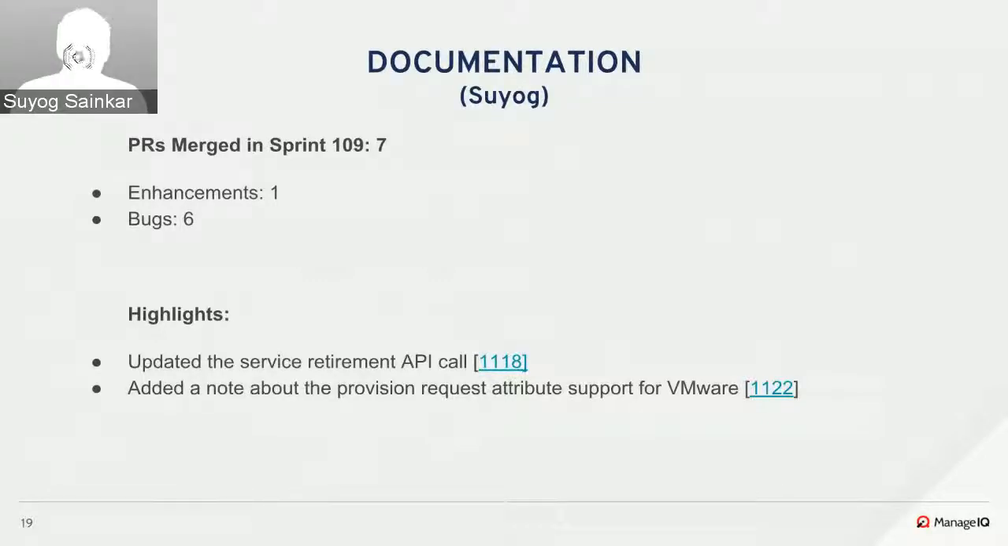We had 7 PRs merged in the sprint, of which 6 were bugs and 1 was enhancement. We've updated the action in the service retirement API call in the REST API guide, as well as made a note about it in the release notes as well. And we've added a note about the provision request attribute support for VMware in the methods available for automation guide, as well as in the REST API guide. And that's it for documentation.